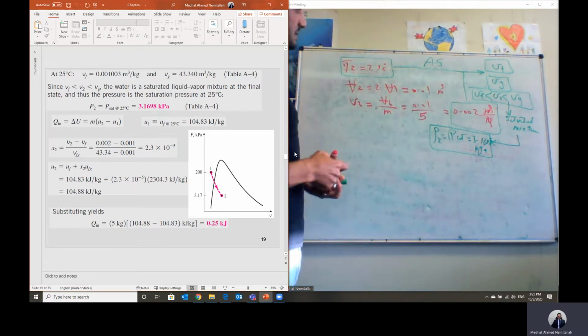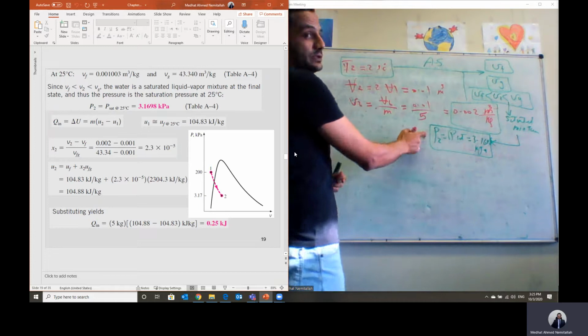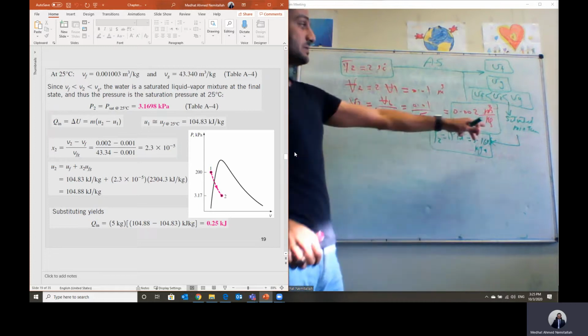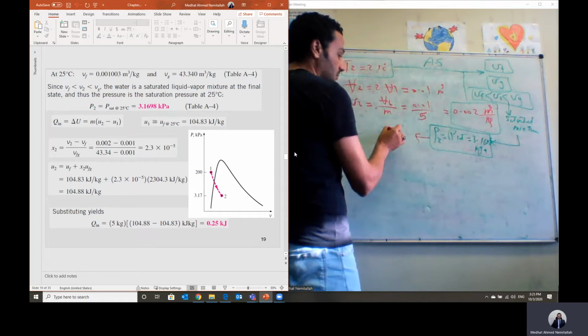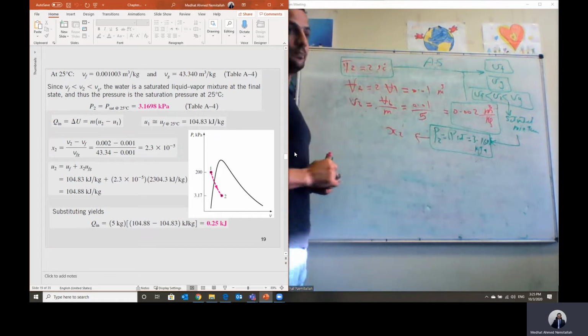Okay. But in this case, we need to calculate what? To calculate the internal energy, the state is saturated mixture. So the next step in this case is to calculate the quality of the mixture x2.